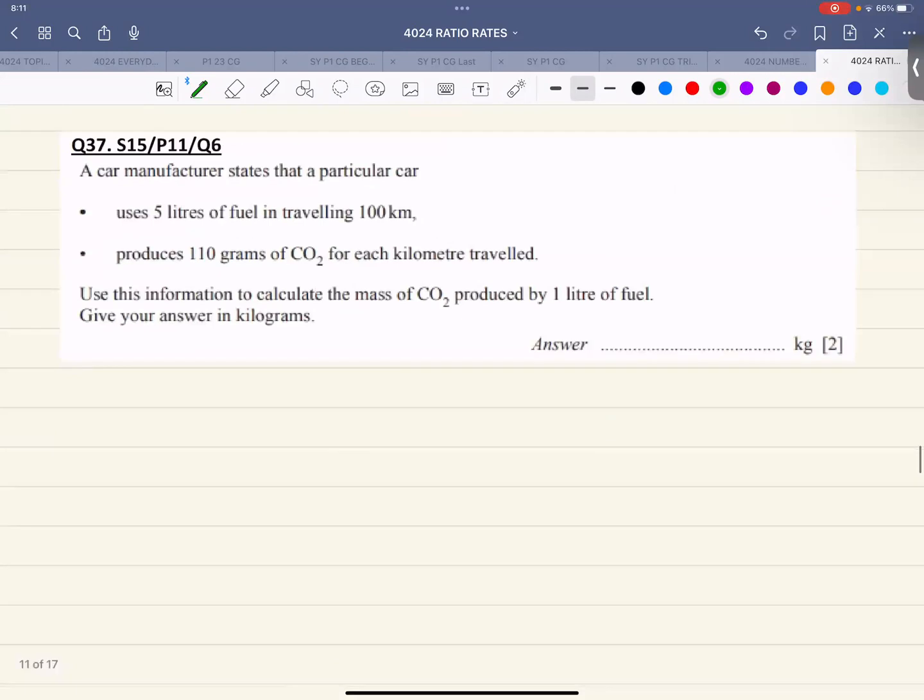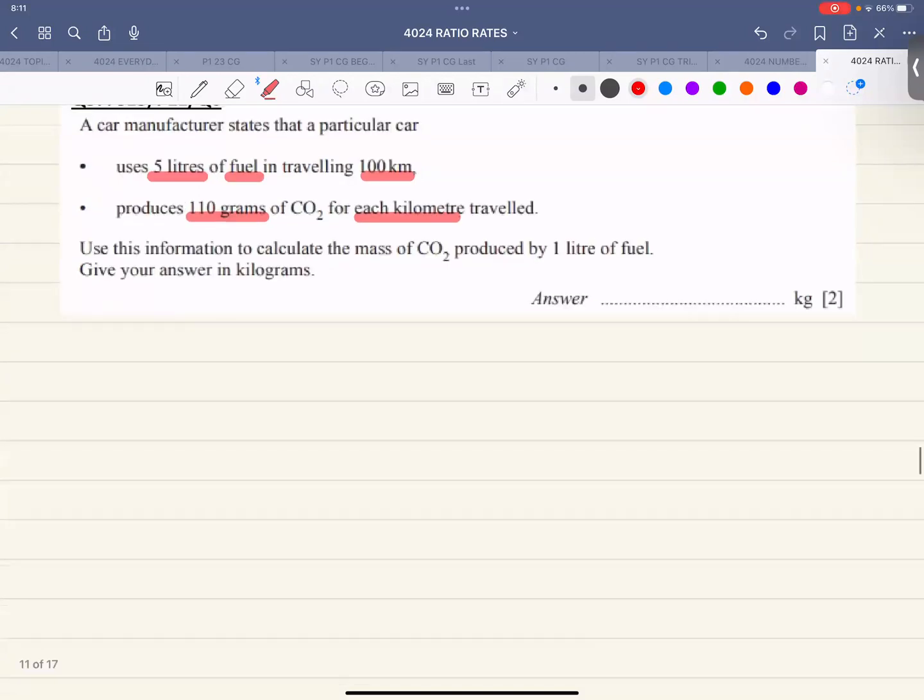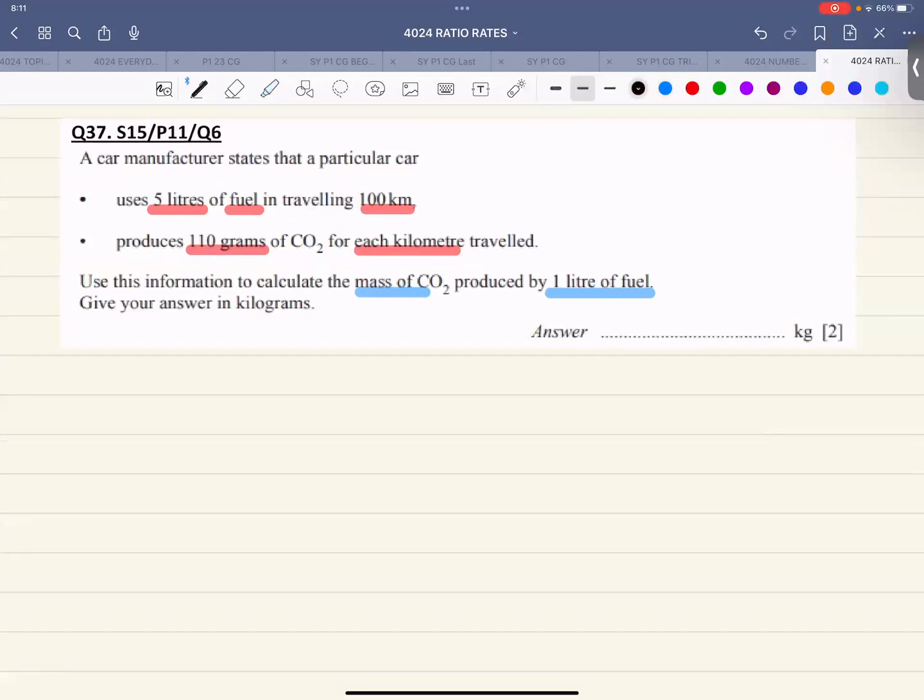Now let's focus on this question. The question says, a car manufacturer states that the particular car uses 5 liters of fuel in traveling 100 kilometers and produces 110 grams of carbon dioxide for each kilometer traveled. Use this information to calculate the mass of carbon dioxide produced by 1 liter of fuel. Now, this is some basic ratio proportion once again, and just look at the variety of questions. When we are talking about ratios, there is a whole variety of questions that they can come up with.